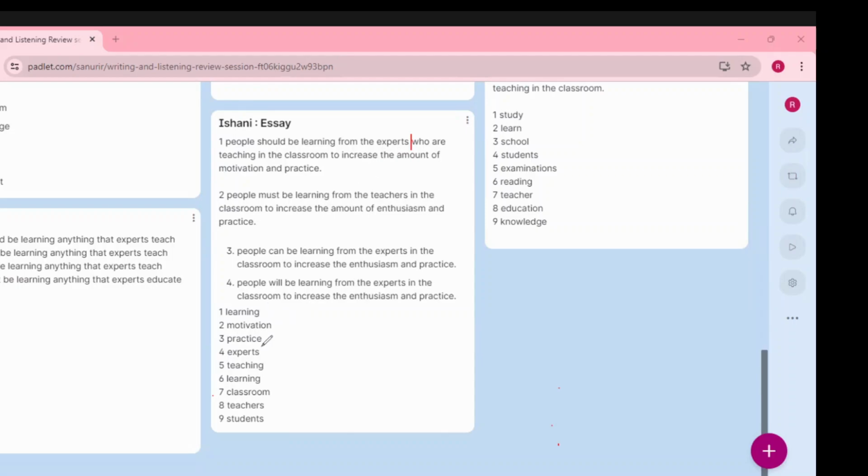Yeah. Learning, motivation, practice. Practice. If this is a verb, you have to keep that in ing form or else practices. Experts, teaching, learning, classrooms, teachers, students. Correct. All the others are correct. Work on the mistakes that I mentioned. Okay. The next, Malcolm's one. People should be learning anything that experts teach. Okay. Right. Must be learning anything. Can be learning. Might be correct. Educate. Teach. Okay. Motivation, experts, education. Perform. What is the mistake here, Malcolm?